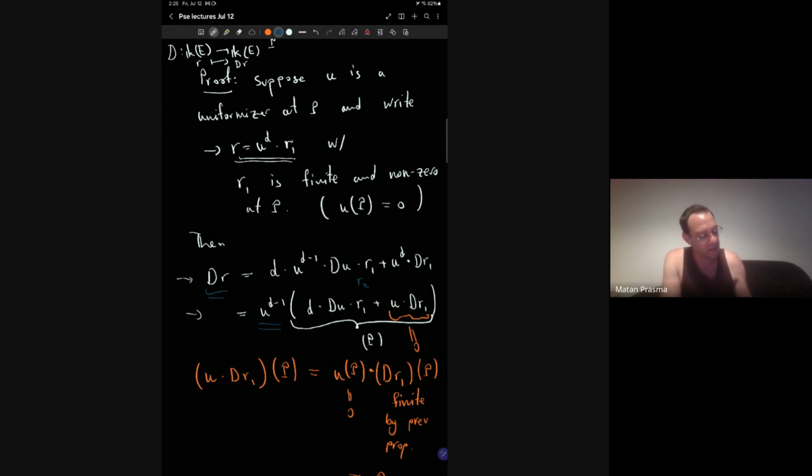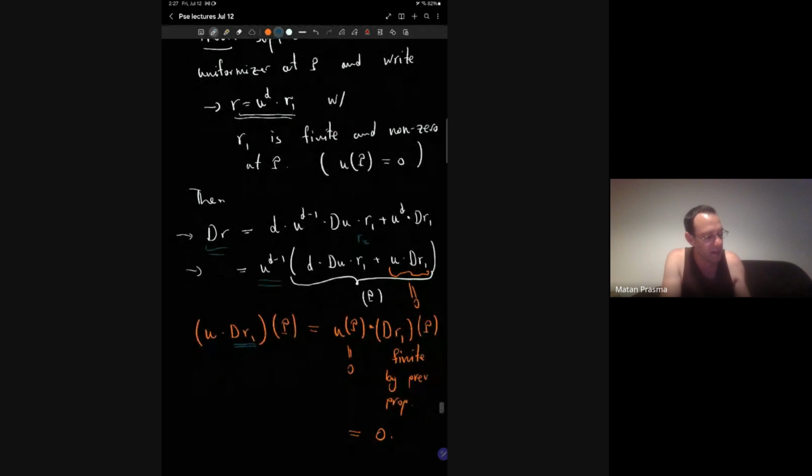And then the second factor, D of R1, evaluated at P, it has to be finite, because we had a proposition that says that if R is finite at P, then also D of R is finite at P. And so we apply this proposition to D of R1 instead of D of R. And I get that U times D of R1 at P must be 0, because it is 0 times some finite value.